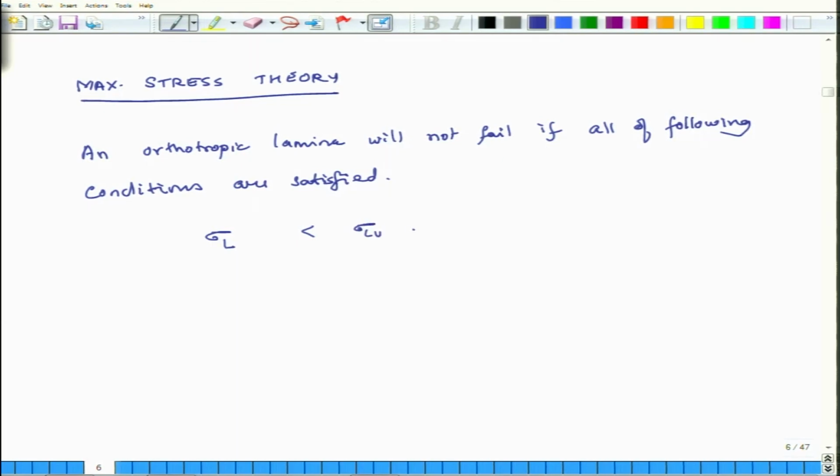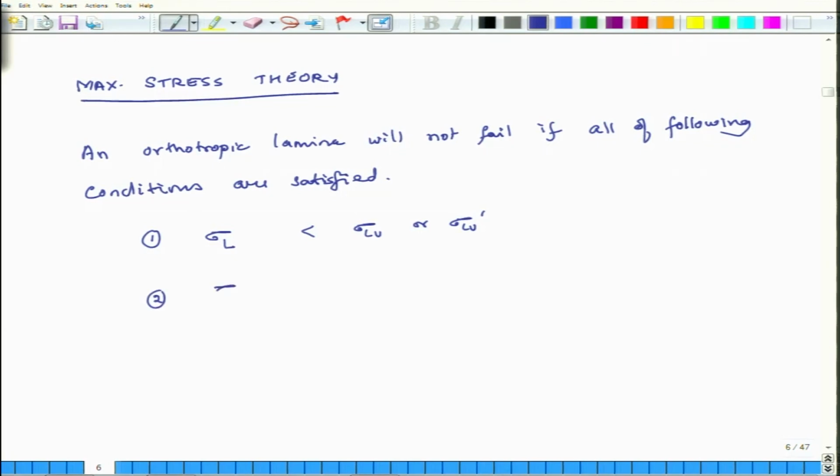sigma LU, or if sigma L is compressive, then it should be less than sigma LU prime, where sigma LU is the ultimate tensile strength of the composite in longitudinal direction, and sigma LU prime is the ultimate compressive strength of the composite in the longitudinal direction. So, if sigma L is tensile, then you compare it with sigma LU. If it is compressive, then you compare it with sigma LU prime. So, this is condition 1.